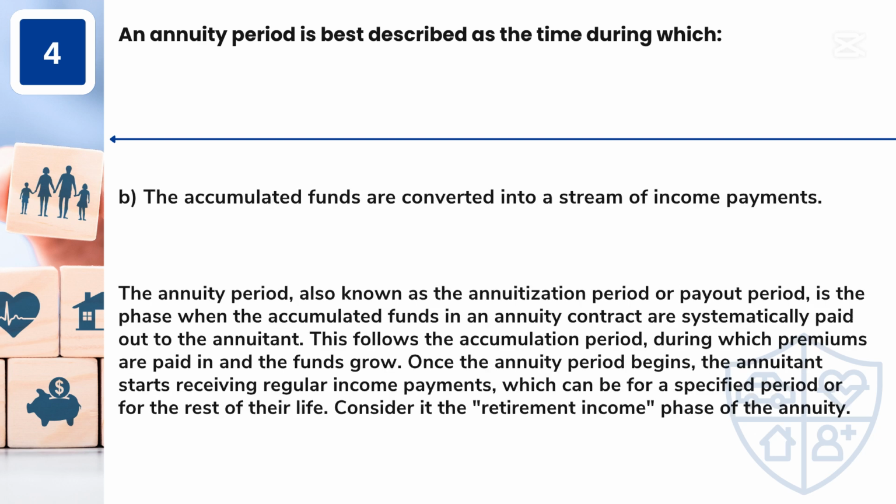Answer: B. The accumulated funds are converted into a stream of income payments. The annuity period, also known as the annuitization period or payout period, is the phase when the accumulated funds in an annuity contract are systematically paid out to the annuitant. This follows the accumulation period, during which premiums are paid in and the funds grow. Once the annuity period begins, the annuitant starts receiving regular income payments, which can be for a specified period or for the rest of their life. Consider it the retirement income phase of the annuity.